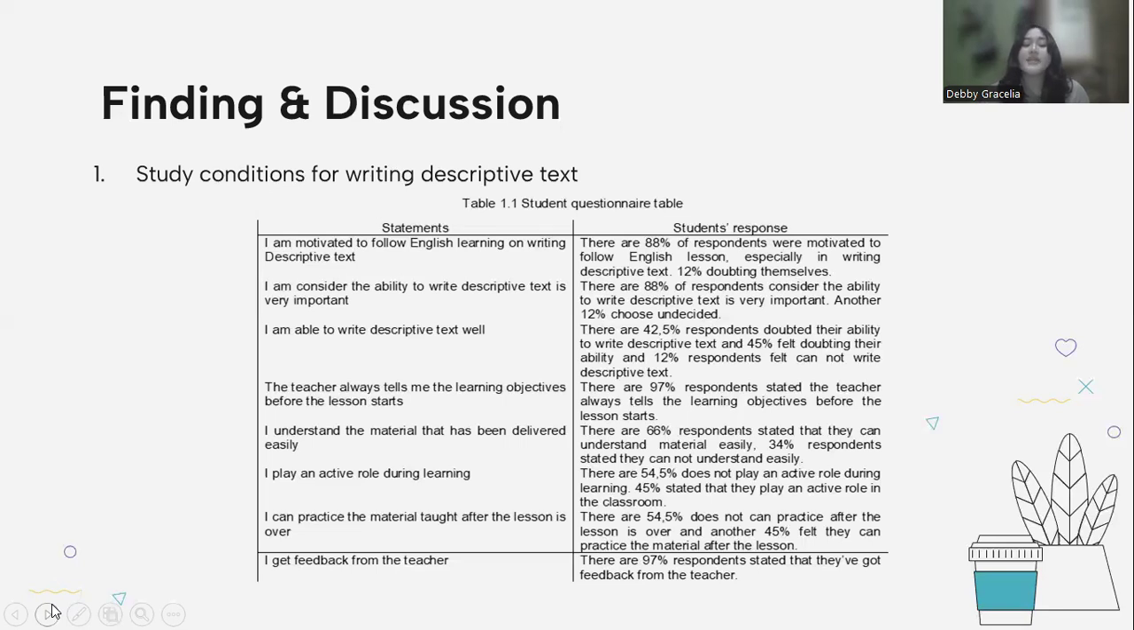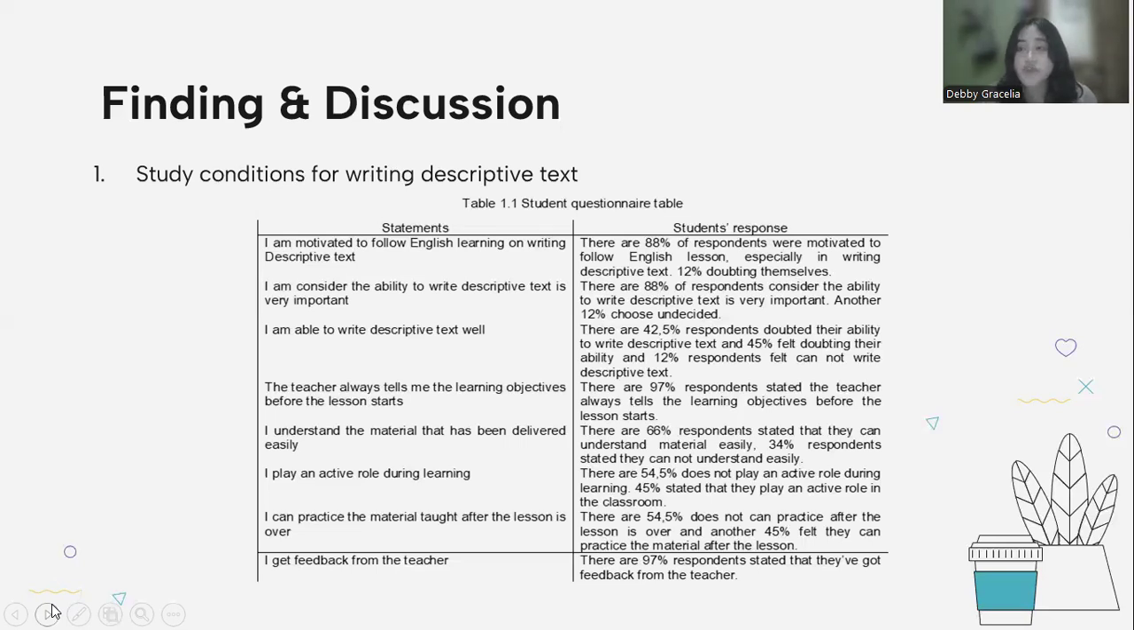And then next, I can practice the material taught after the lesson is over. There are 54.5% who cannot practice after the lesson is over, and another 45% felt they can practice the material after the lesson. And next, I get feedback from the teacher.